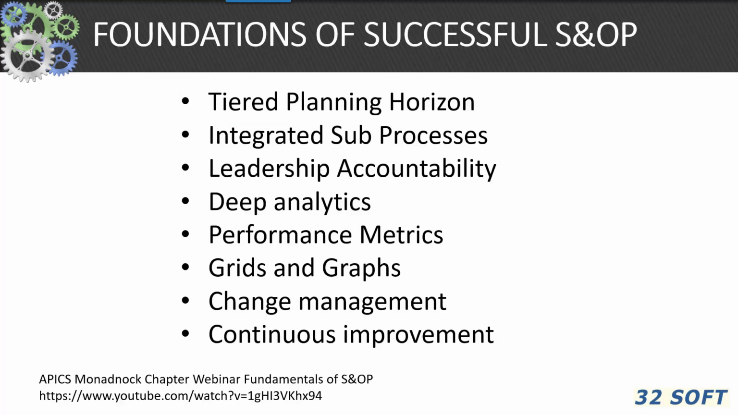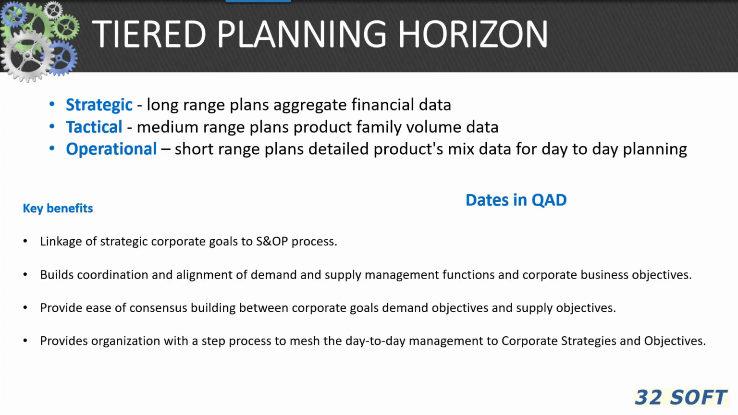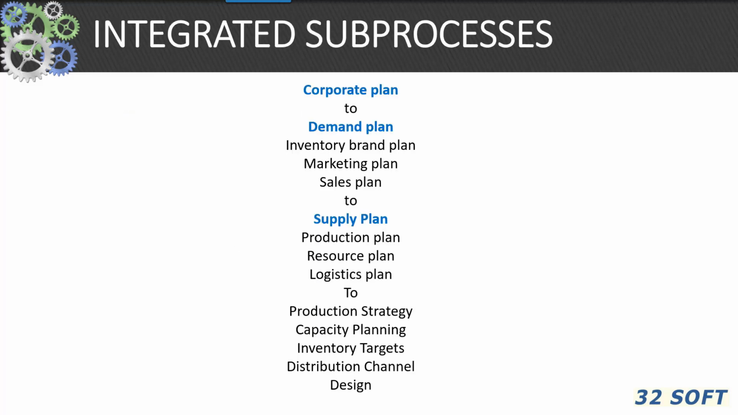I got this from the APICS chapter, and it talks about the fundamentals of S&OP. These are the things that you probably ought to have in place to attain that fifth stage of S&OP maturity. First is tiered planning horizons. We talked about dates in QAD at MUG. This looks at strategic long-range horizons, tactical horizons at the mid-range family levels, and then day-to-day operations.